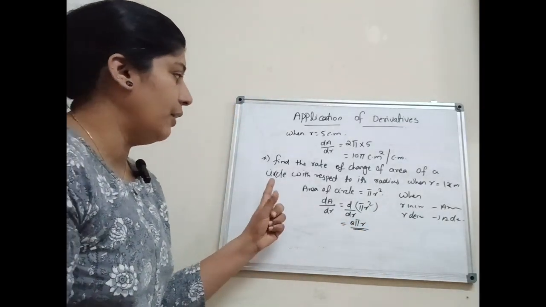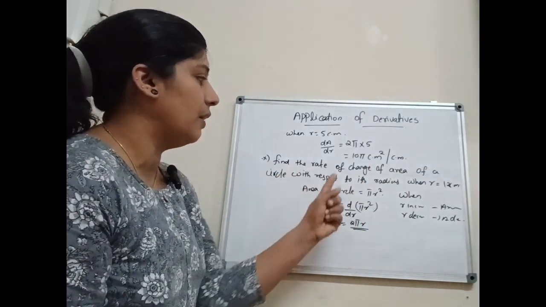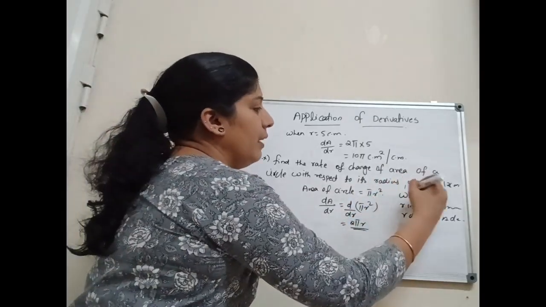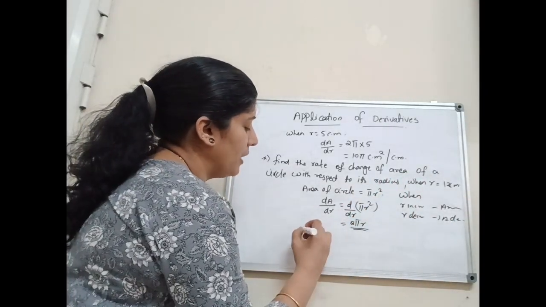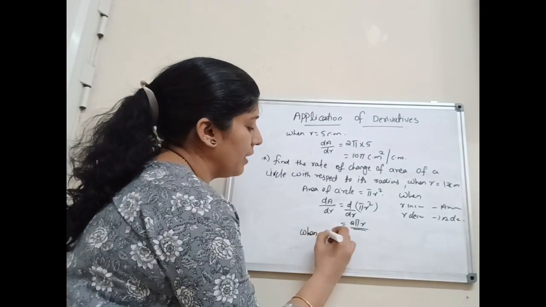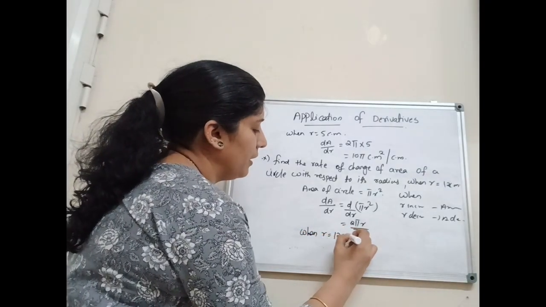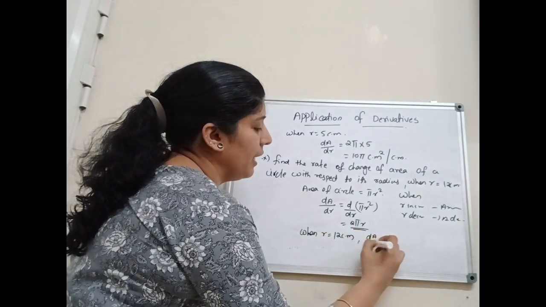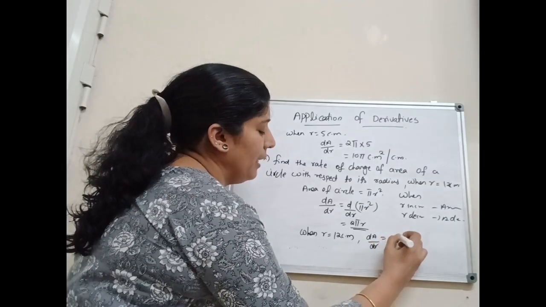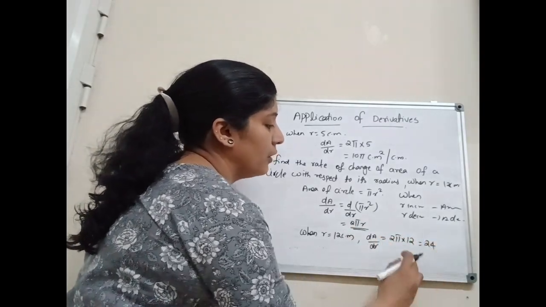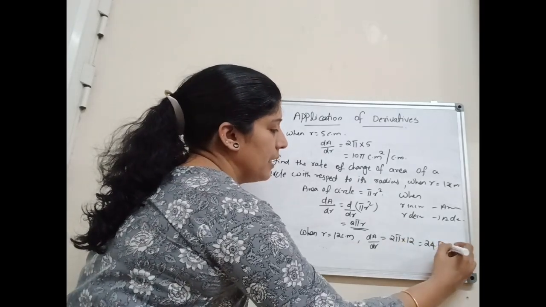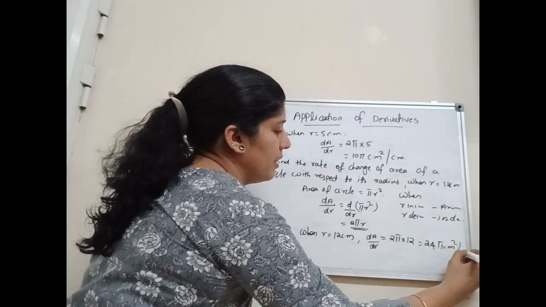Next, we have to find out the rate of change of area of a circle with respect to its radius when radius r is equal to 12 centimeter. Therefore, here we have to find out the rate of change of area when r equal to 12 centimeter. Therefore, dA by dr is equal to what? 2 pi into 12. Here r is 12. 12 into 2, that is 24 pi centimeter square per centimeter.